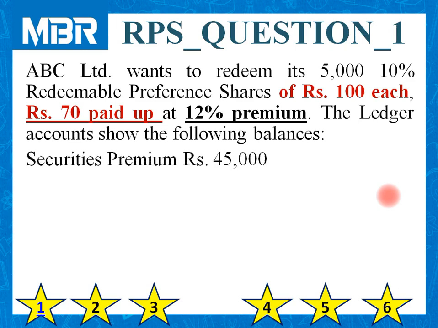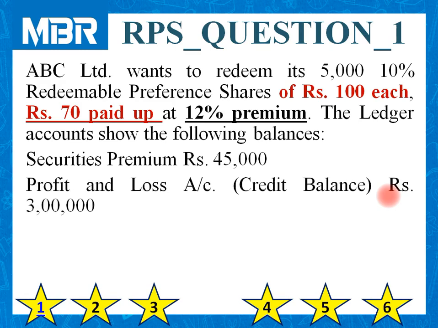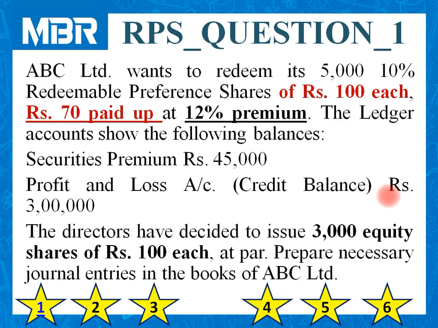At the time of discussing the rules and provisions, I discussed this kind of theory that we will be putting into practice. 12% premium, what does it mean? The face value of the share is rupees 100, but the company would like to redeem these shares at 12% premium, that is 100 rupees for a share plus 12 rupees, which is 12% of rupees 100, extra to the shareholder. The ledger accounts show the following balances.